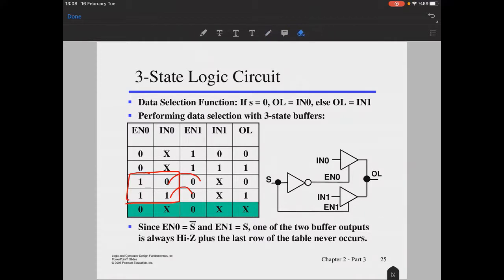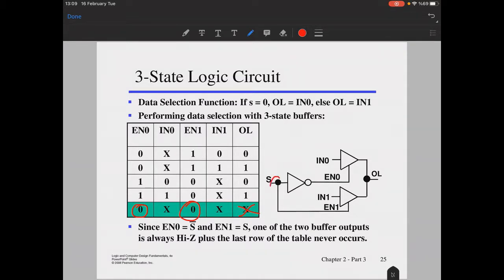I'm sorry, not this one. You see its effect on the output here, see? And the other one is disabled here. That's the idea. If both of them are disabled, right here, you see both of them are disabled, you see open circuit in the output. This is how it works.